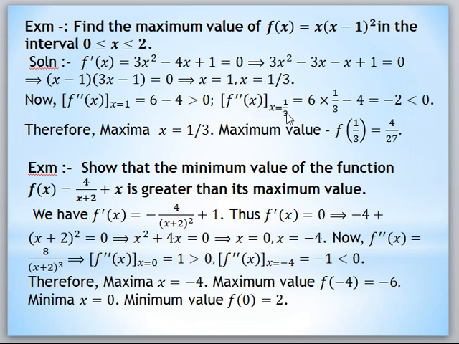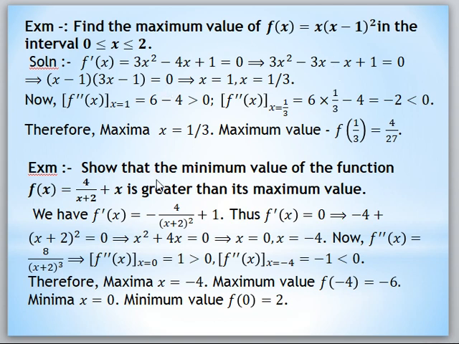So that means what? Since at x = 1/3, the second derivative is negative, x = 1/3 is a maximum. And then what is the maximum value as is required in the example? The maximum value is obtained by putting the maxima x = 1/3 into the function, that is f(1/3). We get f(1/3) = 4/27, which is the maximum value of the function. So we are simply applying the working rule here, nothing else.